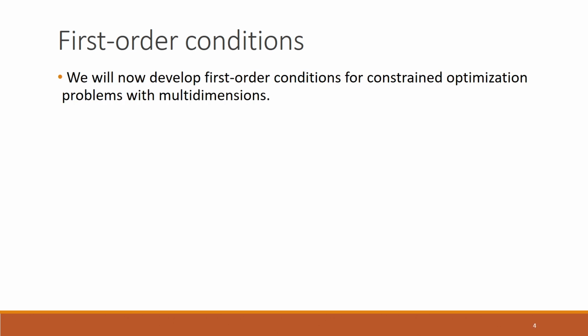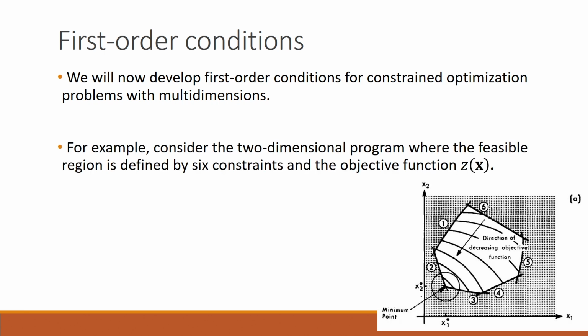We will now develop the first order conditions for constrained optimization problems with multiple dimensions. Until now we were assuming that this function z is only varying with one variable x, but now we will be considering the case where there can be multiple dimensions. Let us consider an example where we only have two dimensions, that is, this function z is only varying with x1 and x2 here.